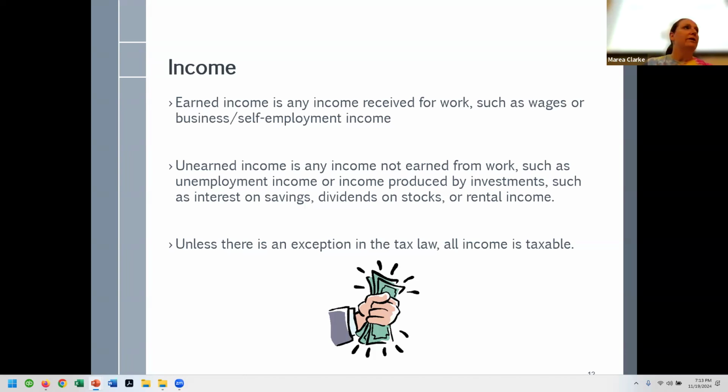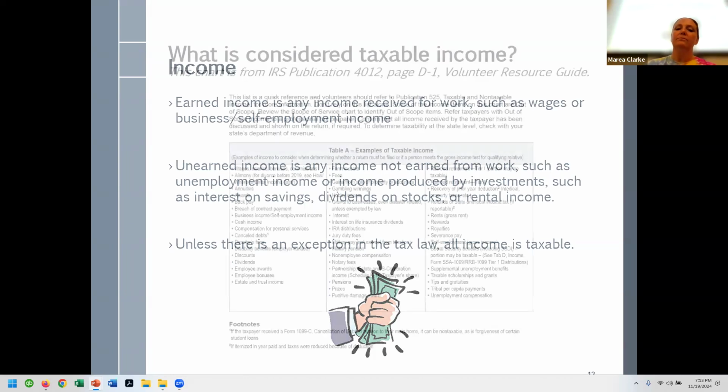Unless there is a specific exception in the tax law, the general rule you can go with is if you have income, it's going to be taxable. It's just kind of a simple rule.